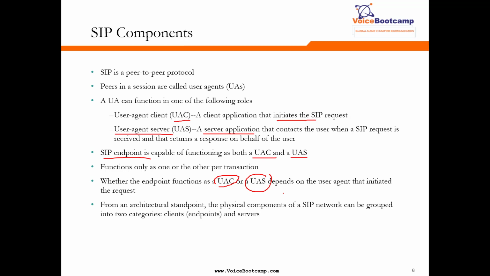From an architectural perspective, however, the physical components of a SIP network can be grouped into two categories: a client, which is the endpoint, and the server, which could be the proxy servers.